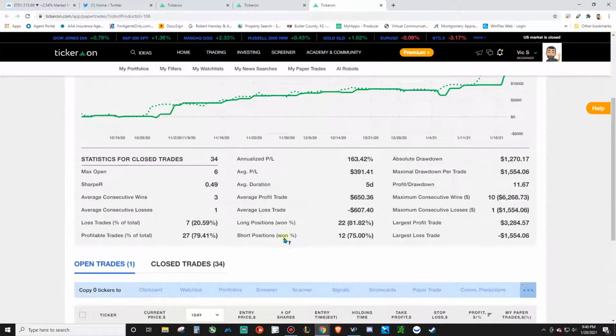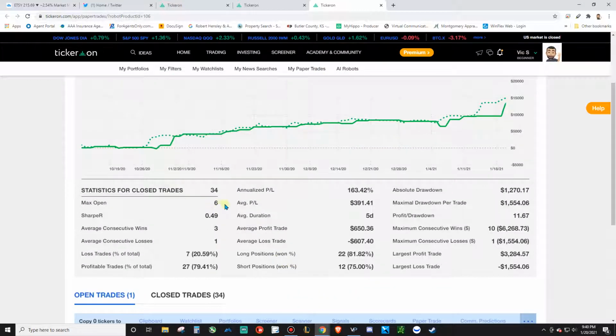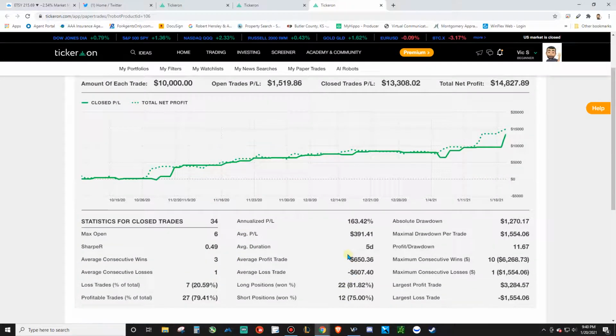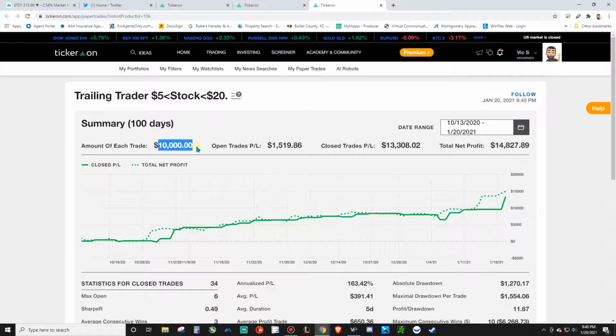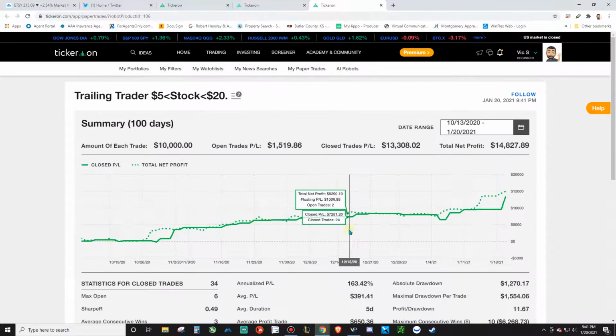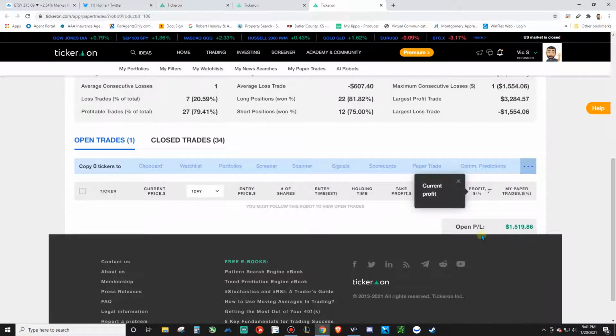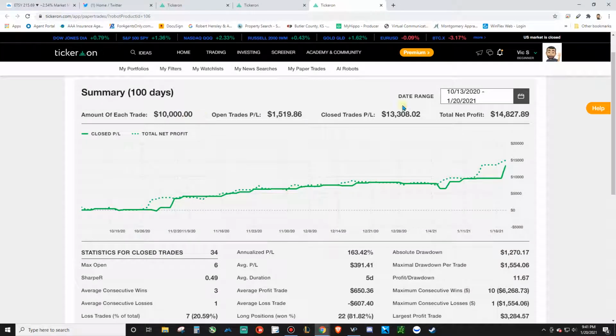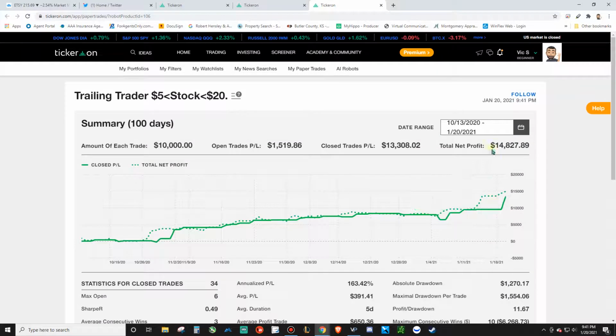Max open trades is 6. Annualized return is 163%. It started with 10,000. And if it's 163%, it's way over 10,000 right now. I don't see where its actual final is. I guess right now it's got an open 1,500. I guess, oh, that's the annualized percentage. So right now it's only up 4,800, but still, that's pretty good.